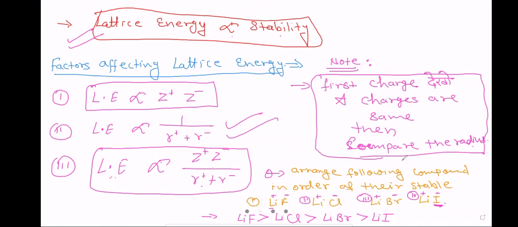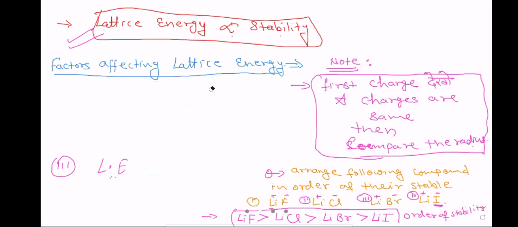Did you understand or not? What to do? First you need to see the charge. If the charges are the same, then you see the radius, and radius is inversely and charge is directly proportional to lattice energy.